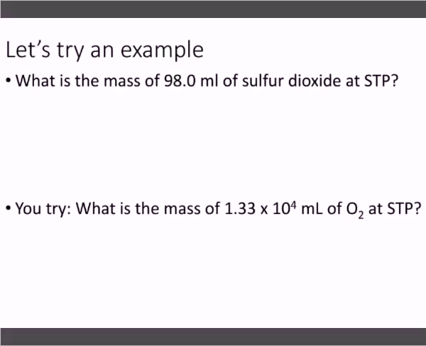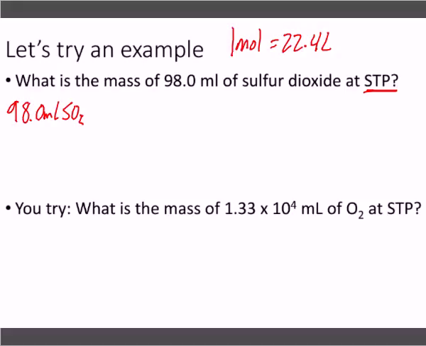Let's try an example. It says, what is the mass of 98 milliliters of sulfur dioxide at STP? What do we have to start with? 98 milliliters. We'll jot that down. There's our given, 98.0 milliliters of SO2. What do you notice right there? So first off, what are our conditions? STP. So can we use that? Absolutely. 1 mole equals 22.4 liters when you're at STP and we're at STP.